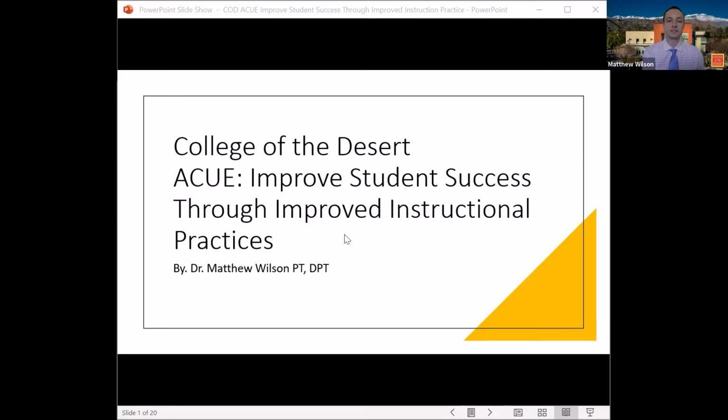Today, in this breakout session, I'll be talking about our implementation of the ACUE program, specifically the class on effective teaching practices, and how it works to improve student success through improved instructional practices.